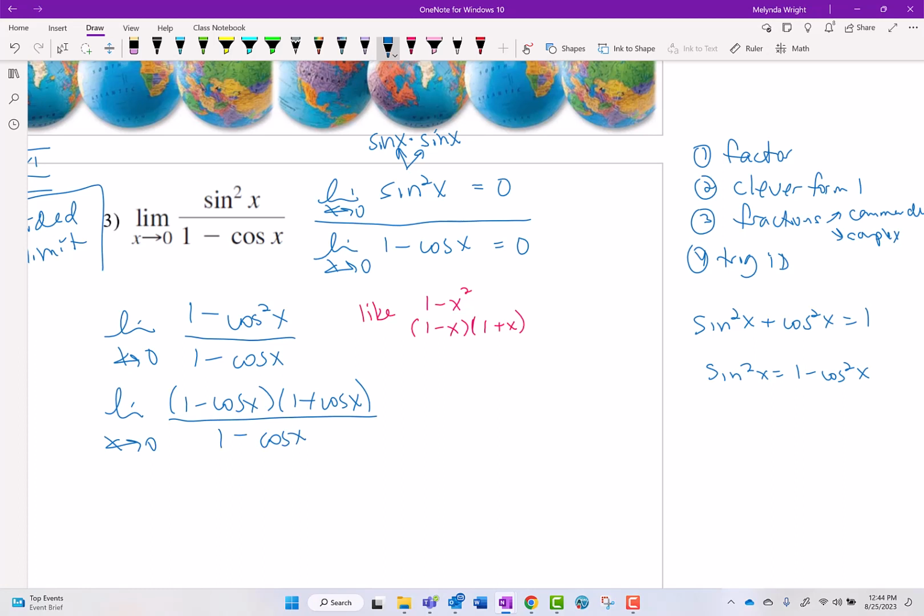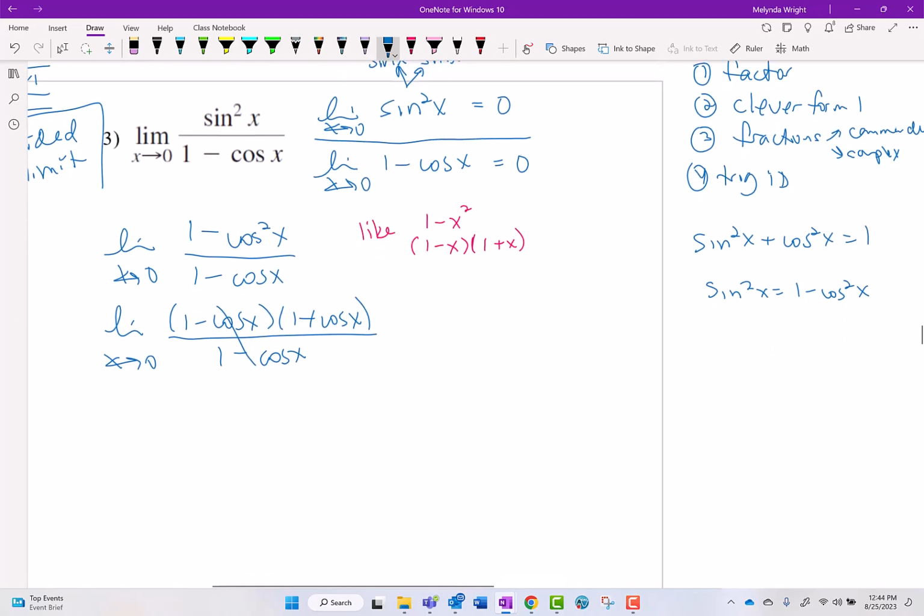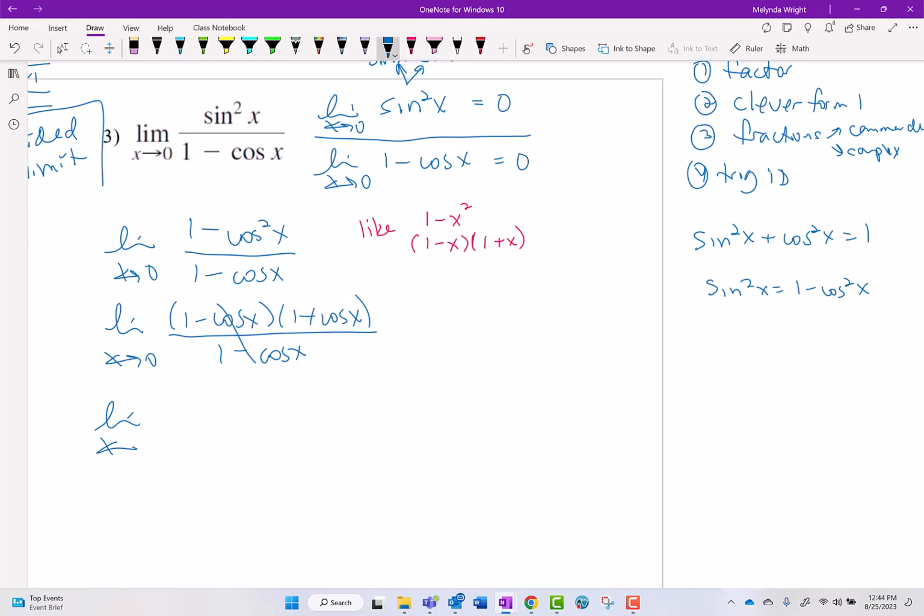Does anybody see anything we can do now that we have it factored? Cross out, absolutely. We can cross that out. And if we want to rewrite that, it's perfectly fine: limit as x goes to 0 of 1 plus cosine x. So the limit of 1 is 1. Plug in a 0 to cosine, I get 1. And 1 plus 1 is 2. Who knew that 1 plus 1 could be so hard? But we had to go through the trig to get to it.